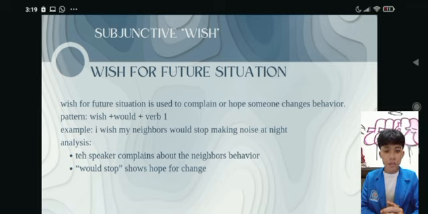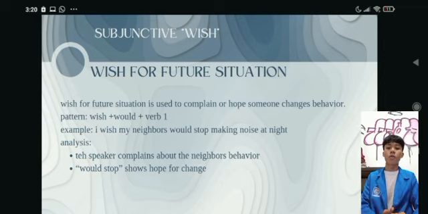Wish for future situation. Wish for future situation is used to complain or hope someone changes behavior. The pattern is wish plus would plus verb 1. The example is: I wish my neighbors would stop making noise at night. And from that analysis, first, the speaker complains about the neighbors' behavior. The second is would stop shows hope for change.